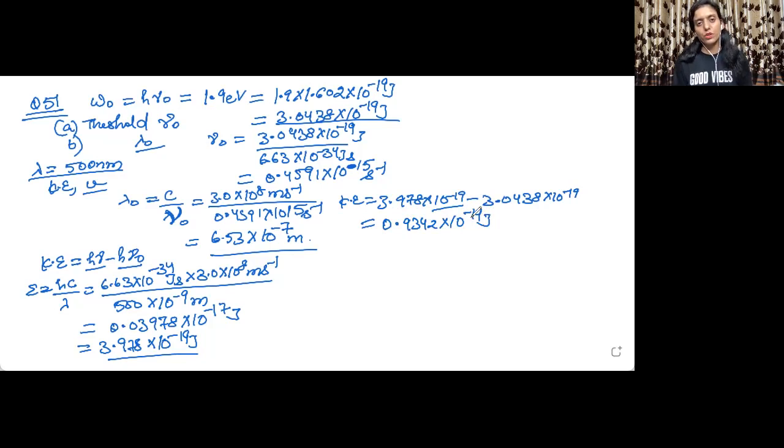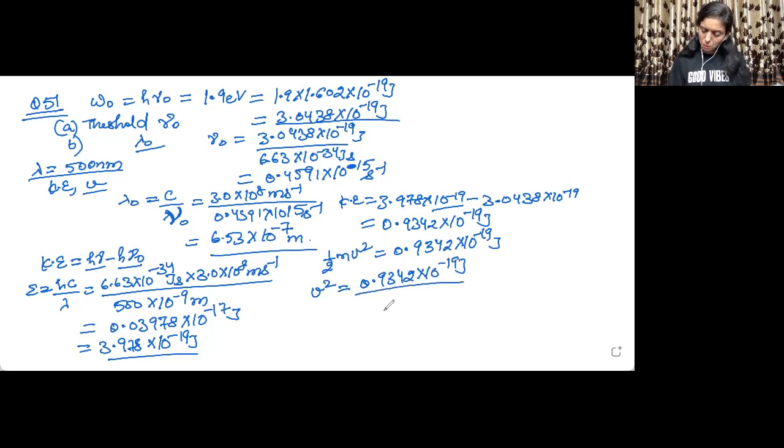Now we need velocity. So half mv square is equal to 0.9342 into 10 raised to the power minus 19 joule. So v square is equal to 0.9342 into 10 raised to the power minus 19 joule upon mass, multiplied by 2. Mass is the mass of the electron, 9.11 into 10 raised to the power minus 31 kg. So it will be equal to 0.205 into 10 raised to the power minus 19 plus 31. So it will be 10 raised to the power 12 meter square per second square.